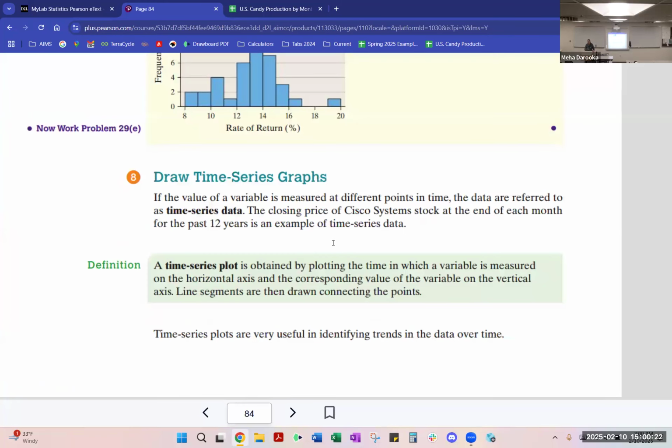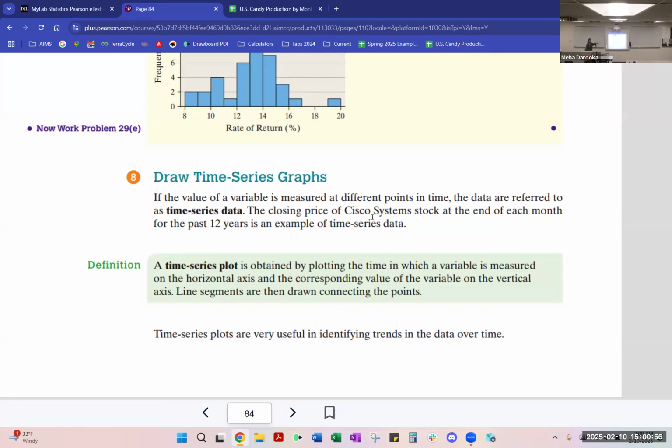Now, one other type of graph that we did not get a chance to talk about last time is the time series data. And as you can imagine from the name of this graph, the idea is the timeline, your horizontal axis, has to be based on time. So it can be anything: days, years, minutes, hours, depending on the example. But basically, by the definition here, a time series plot is obtained by plotting the time in which a variable is measured on the horizontal axis.